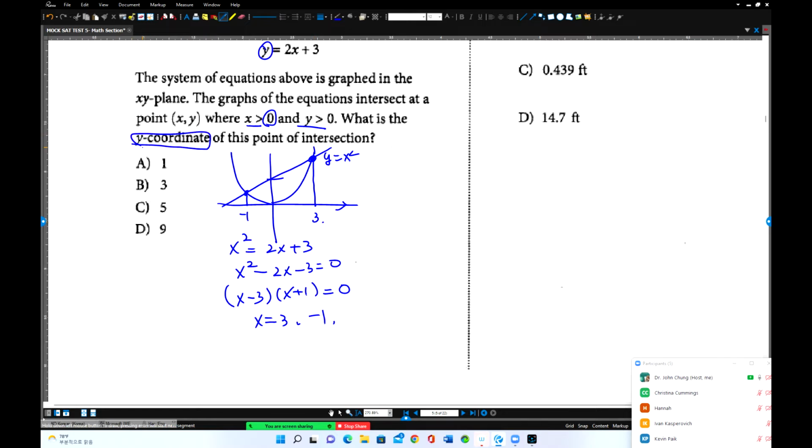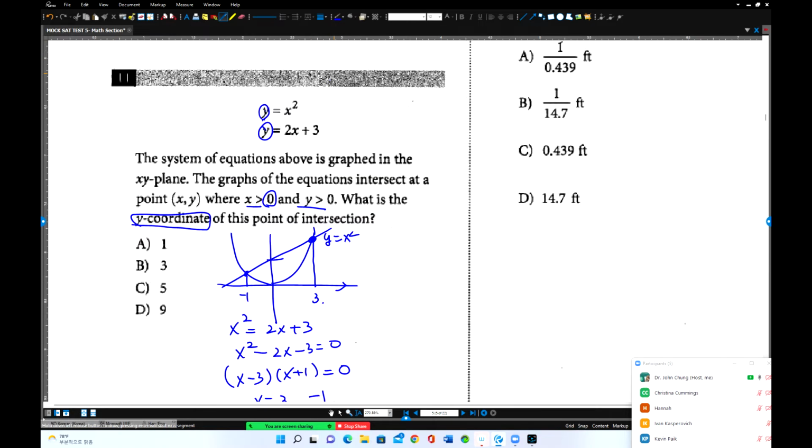Okay, to find the y coordinate, put this number into either of these. 3 squared is 9. 2 times 3 plus 3 is 9, when x equals 3. Okay? So 9 is the answer, okay? It's not the x coordinate. That's a little bit tricky, right?